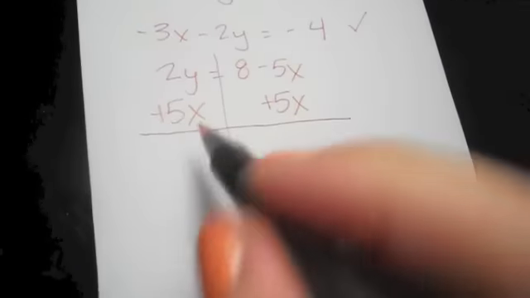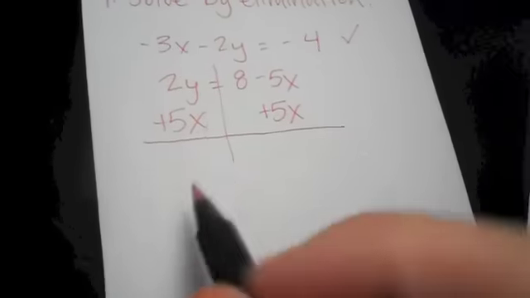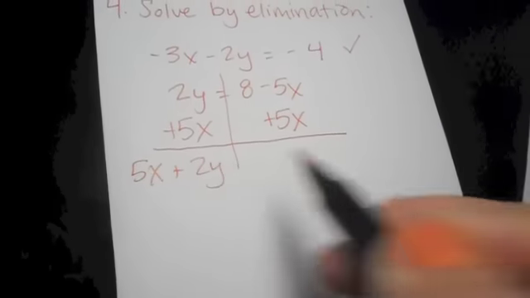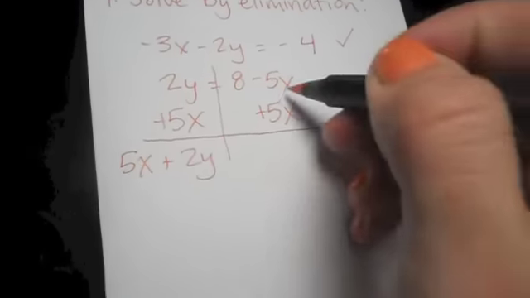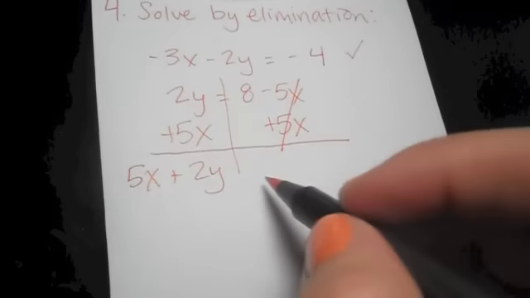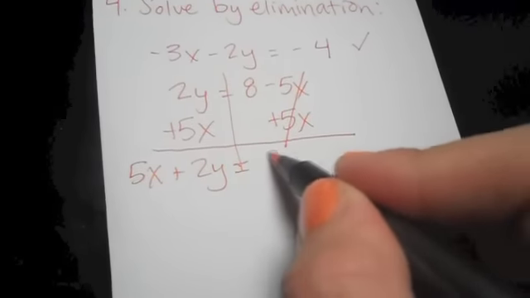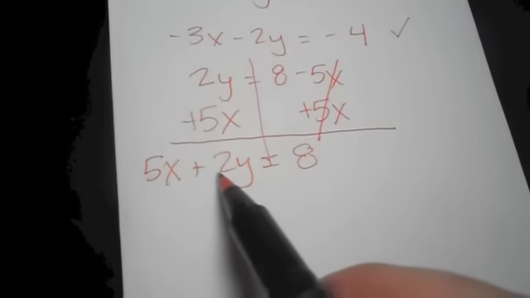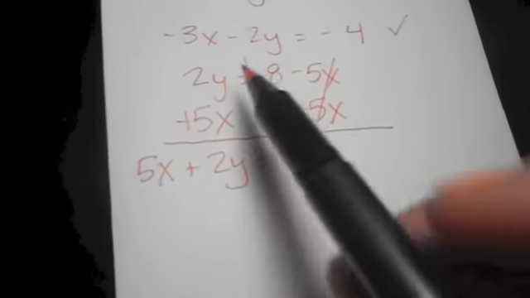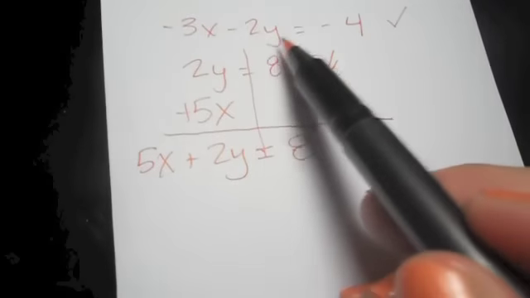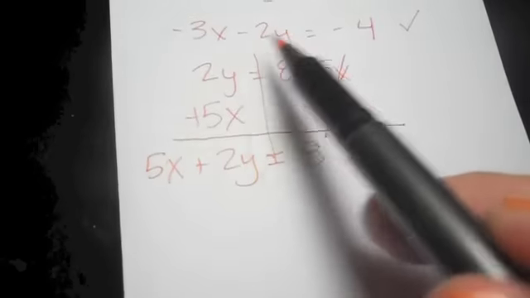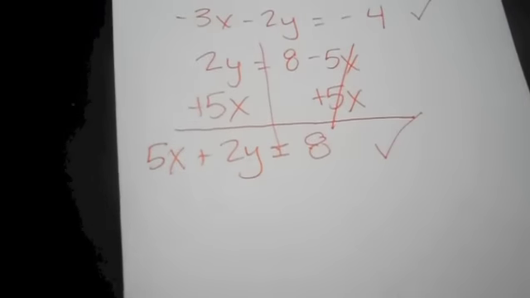What does that give us over here? We have a positive 5x and a positive 2y. So 5x plus 2y. We've added 5x, so that goes away. And all we have left is 8. Alright, so we have 5x plus 2y equals 8. We have minus 3x minus 2y equals negative 4. X and y on the same side, x and y on the same side. We are ready to start working.